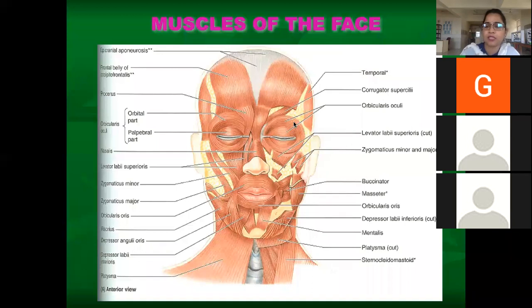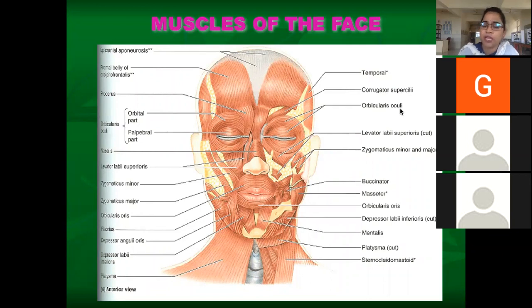Next, muscles around the eye or muscles around the palpebral fissure. Let's see what the muscles are. It has first the constrictor. What is the constrictor? Constrictor means it closes the orifice. Which one closes the orifice? This muscle is called orbicularis oculi. Orbicularis means it is orbiting.